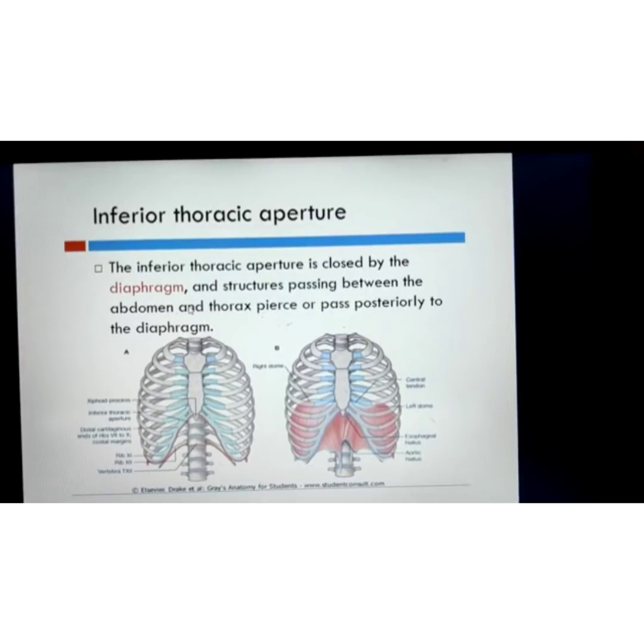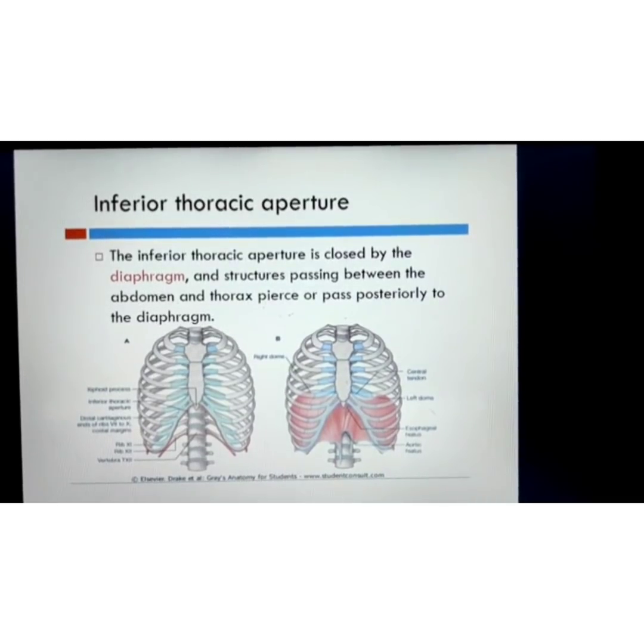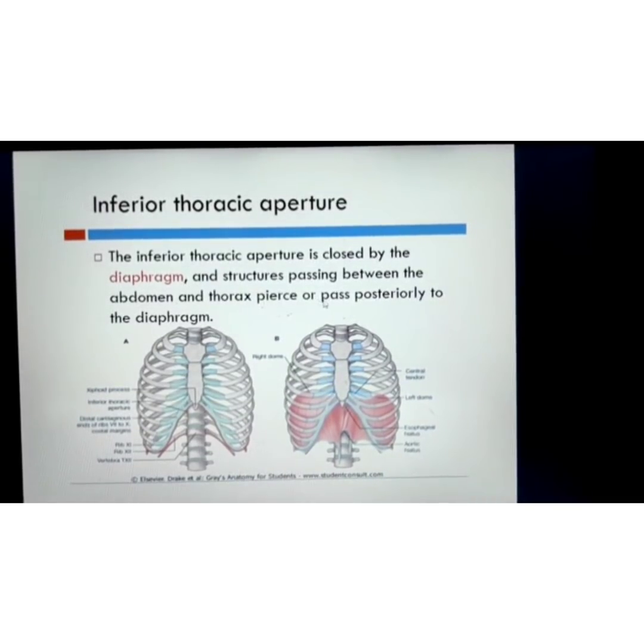Now coming to the inferior thoracic aperture, it is closed by the diaphragm, as you can see in the diagram. The structures passing between the abdomen and the thorax pierce or pass posteriorly to the diaphragm. What are the boundaries of the inferior thoracic aperture?